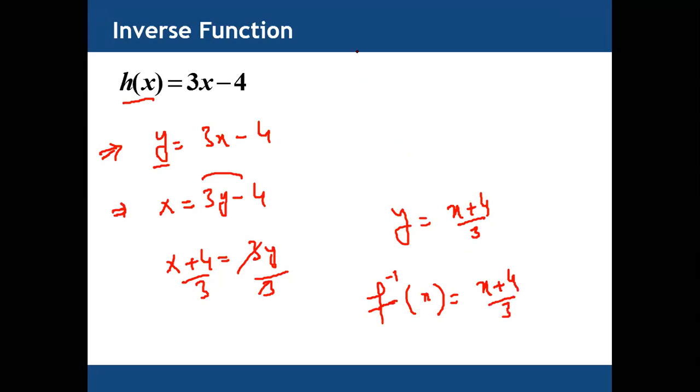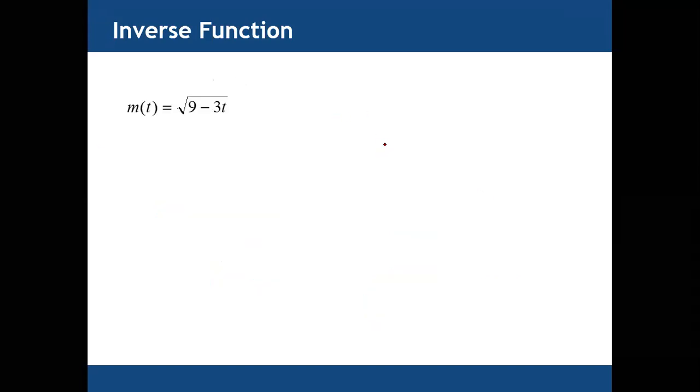Inverse of this one also clear? Yes, guys. 3 steps clear, how to find the inverse of a function? Yes, sir. Great, excellent, excellent. Yes, sir. Clear. Thank you.